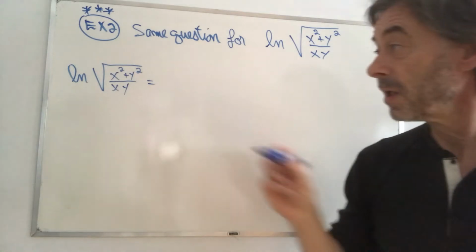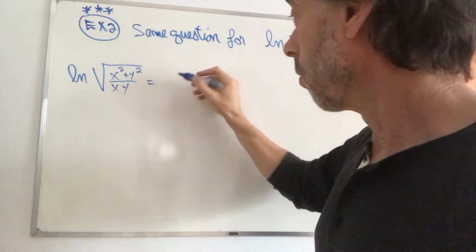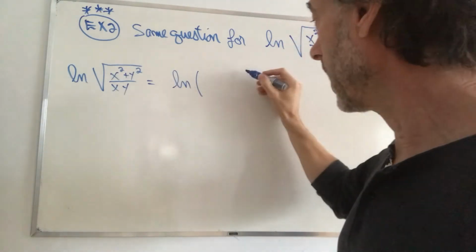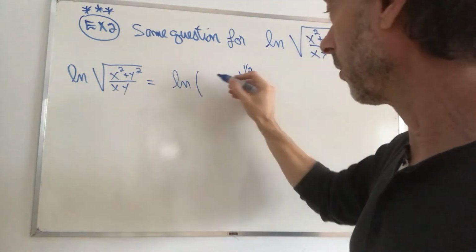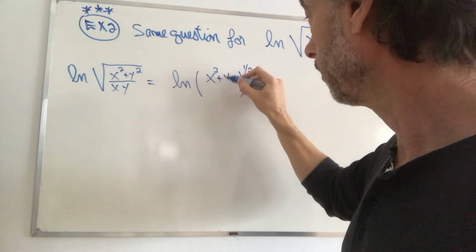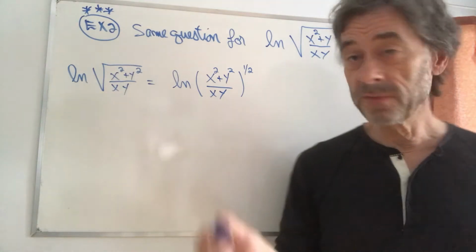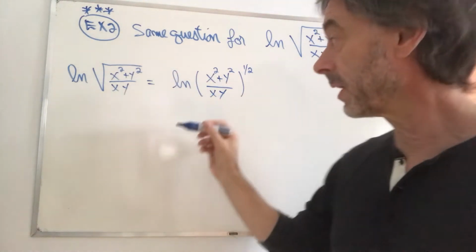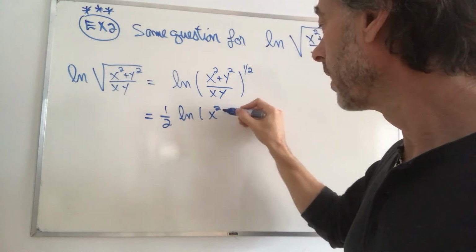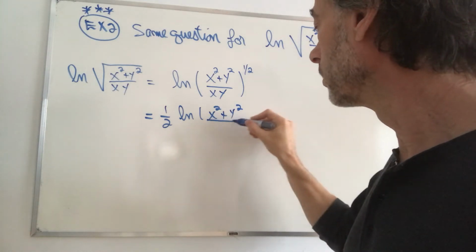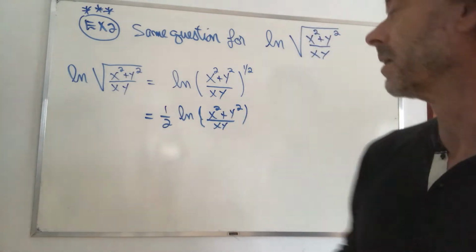What can I do to this? Well, the ln of a square root, how else can I write the square root? It's the power of 1/2. So I can say this is the ln of the entire inside, but replace the square root with the power 1/2. I will have this over xy. Property number 3 of logs. I can actually take the exponent, bring it in front of the ln. So 1/2 ln of x² plus y² over xy. That bracket extends a little deeper.